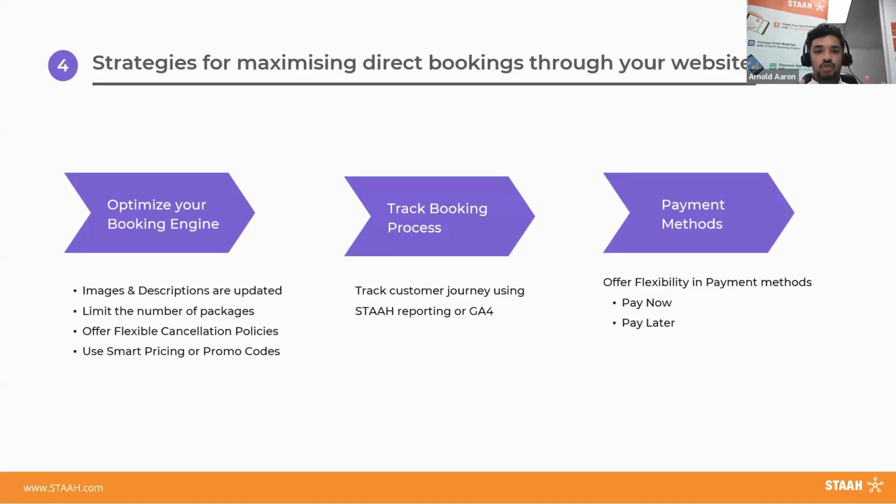We move on to strategies for maximizing direct bookings through your website. I've divided this into 3 steps. The first one is what you can pretty much do at any given point of time when you're using the STAAH booking engine, which is optimizing your booking engine. Here you're basically making sure that your booking engine has all the data that is required to be on there, so things like images and descriptions.